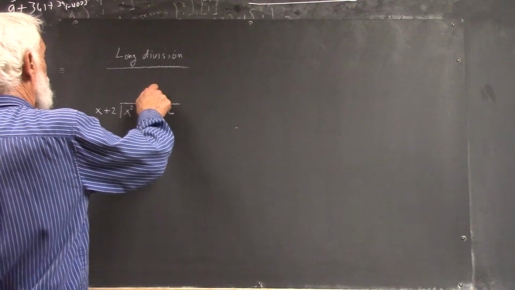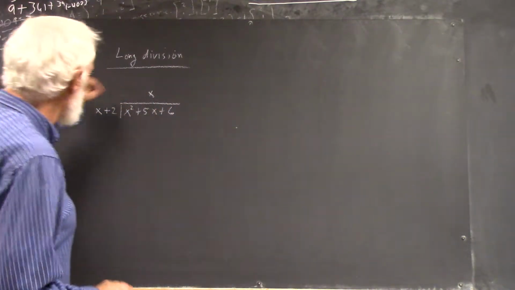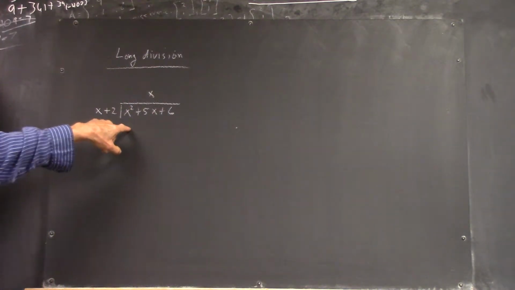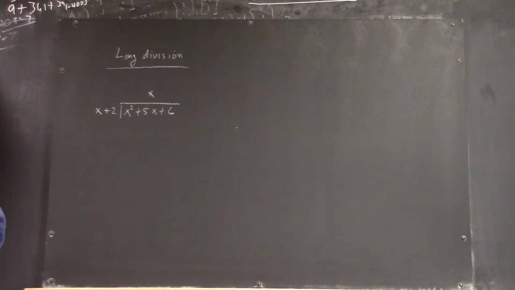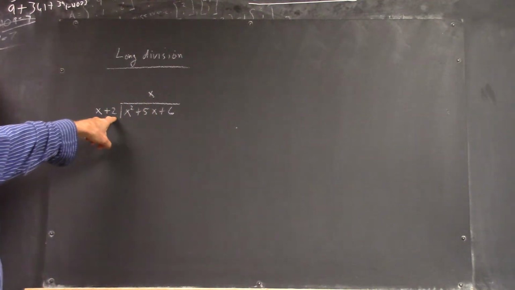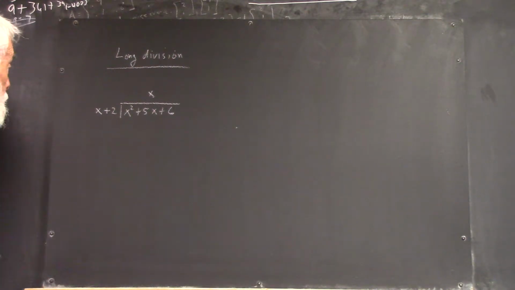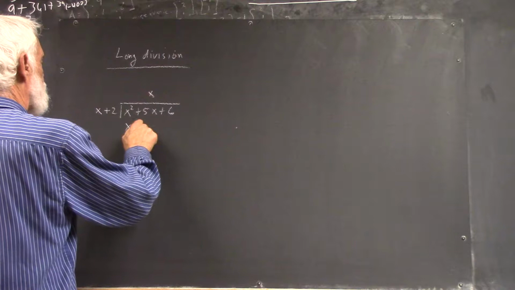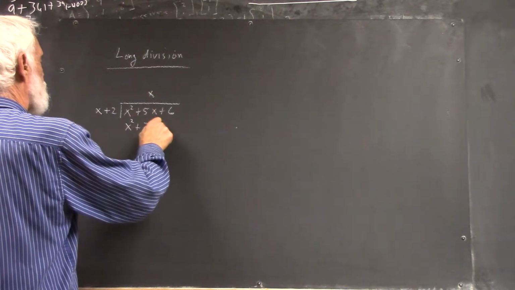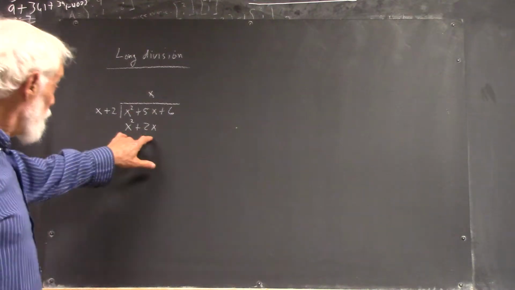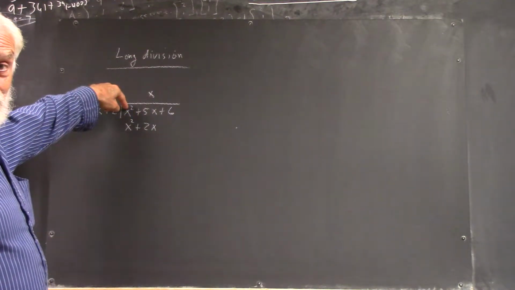So I'm going to put an x up here, because I know x times x is going to give me the x squared, right? Now, of course, x is also going to multiply this 2, isn't it? Okay? So from just this x, I know that I'm going to get x times x plus 2, x squared plus 2x, right? So I know I've got this much of this.